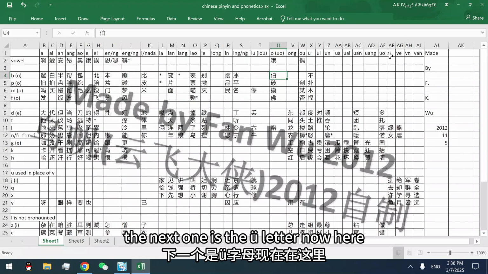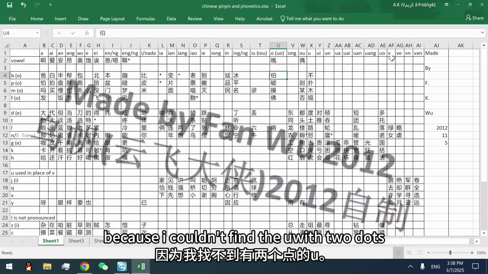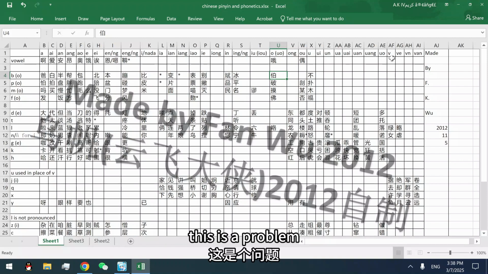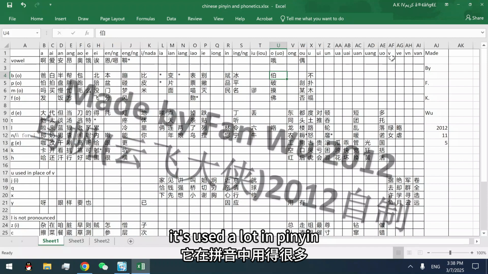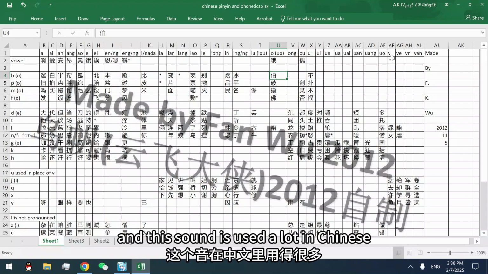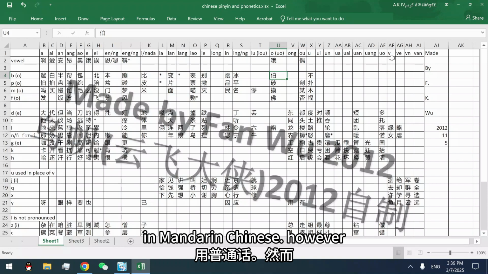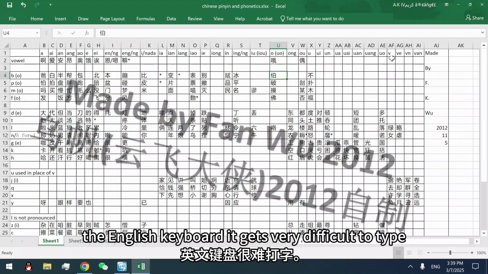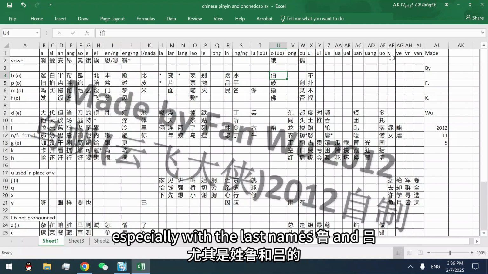The next one is the ü letter. Here I used V because I couldn't find the U with two dots on my keyboard at the time. This is a problem because it's used a lot in pinyin, and this sound is used a lot in Mandarin Chinese. However, without a proper symbol for it on the general American English keyboard, it gets very difficult to type, especially with the last names Lu and Lü.